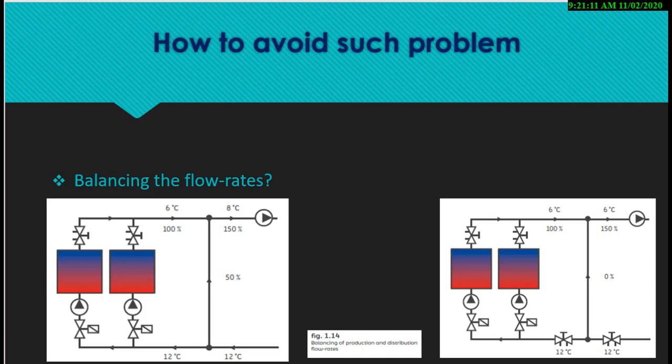This approach is not only valid between production and distribution, it should be used in any system interface or where different circuits are in contact with each other. So for balancing, this circuit is unbalanced because there is bypass, 50% of the flow going through bypass. If we add balancing valves here, there will be no flow in the bypass line and the system will be balanced, and it is the preferred solution. Finally, we get the solution by using a balancing valve.